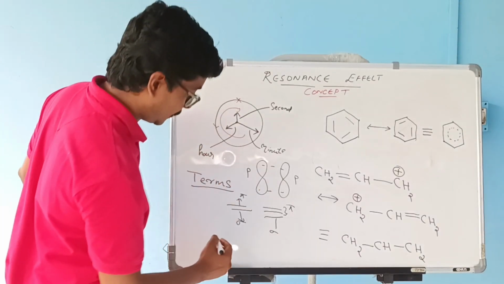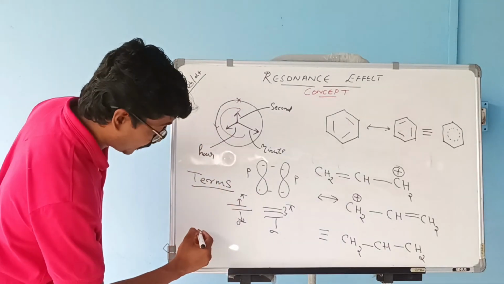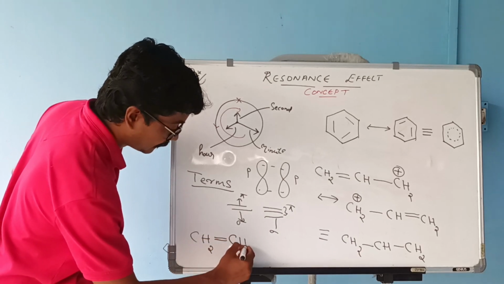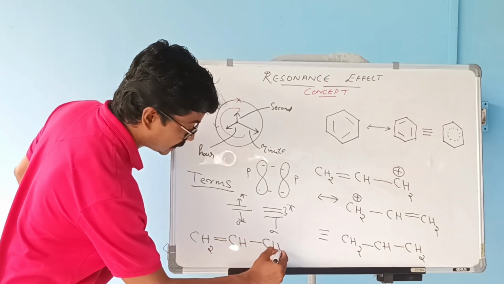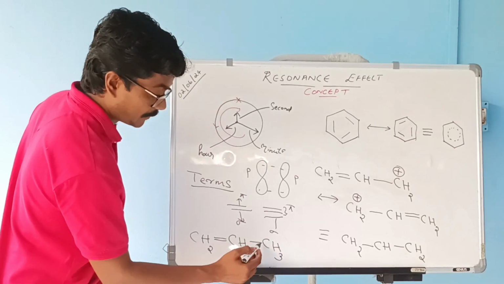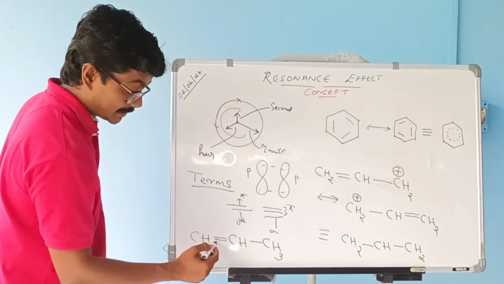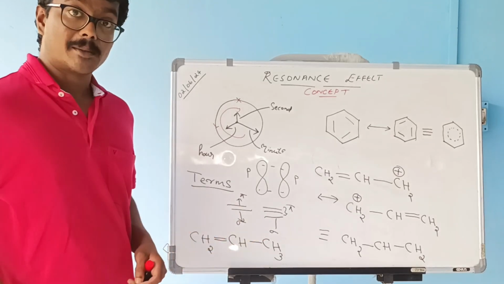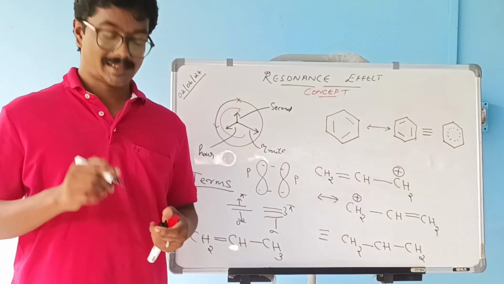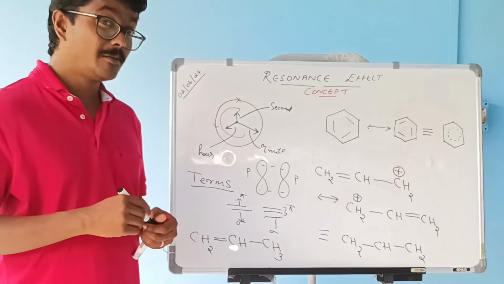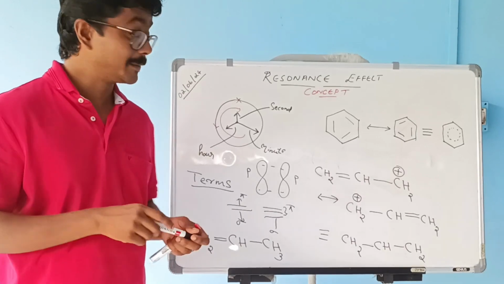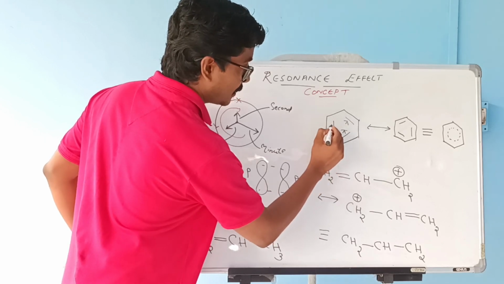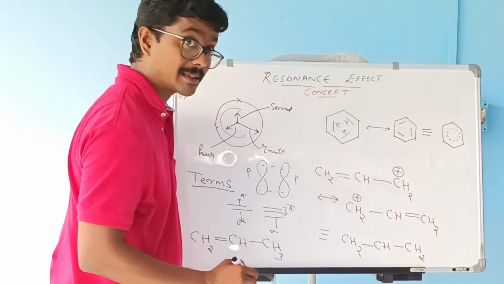Let's consider another example. An allyl group, CH2 double bond CH single bond CH3. This is a single bond and this is a double bond. Double bond and single bond in alternative position. It is called a conjugated system. Okay, very important example: benzene. See, this is a pi bond and this is a pi bond and this is also a pi bond. So three pi bonds are there.